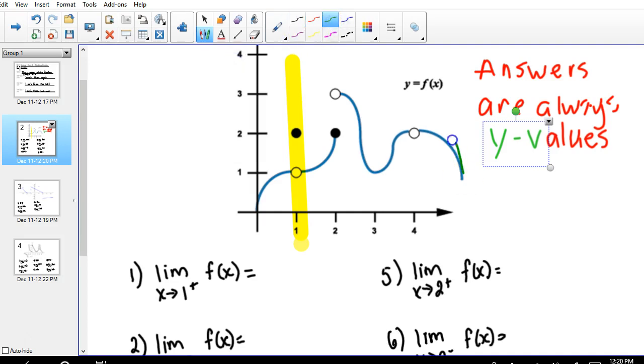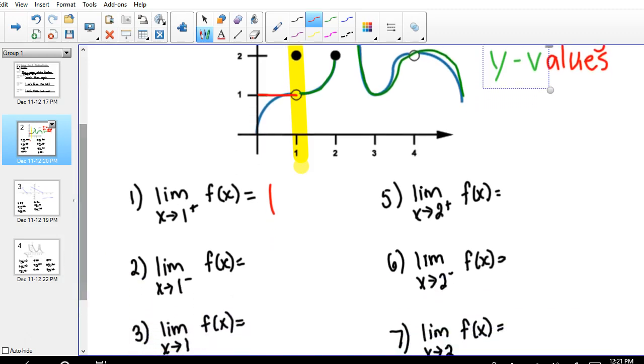All right, so it's like you start over here, and you're approaching from the right. As you get closer and closer to that vertical line, because that vertical line is where your x equals 1, what is the y value getting closer to? What is the y value that goes with that point right there? It is 1.